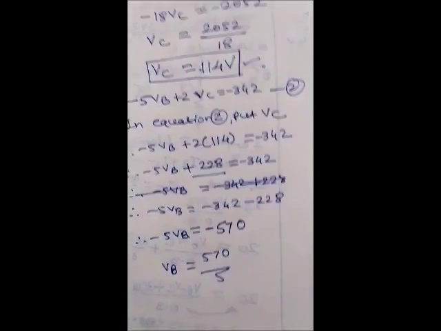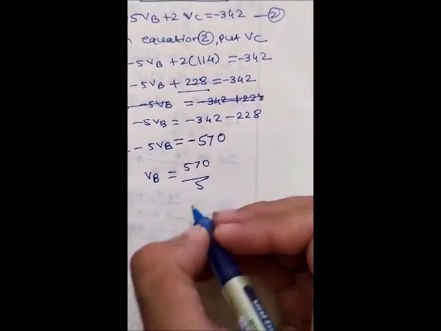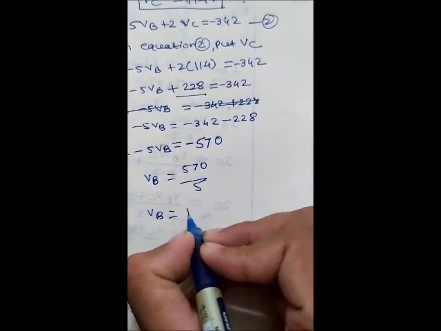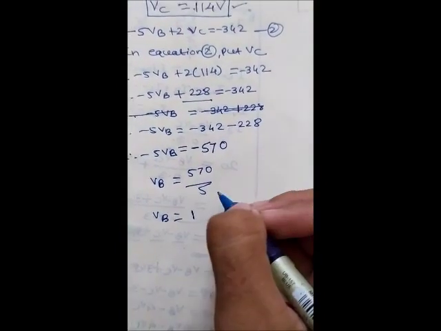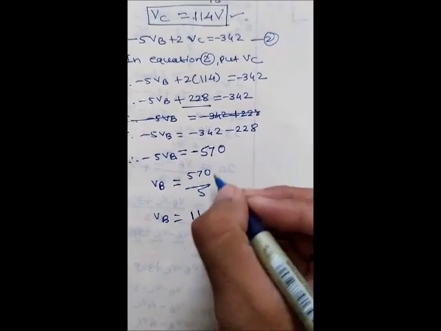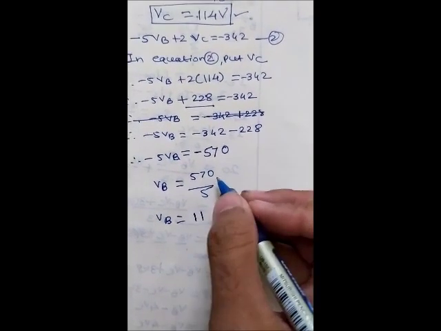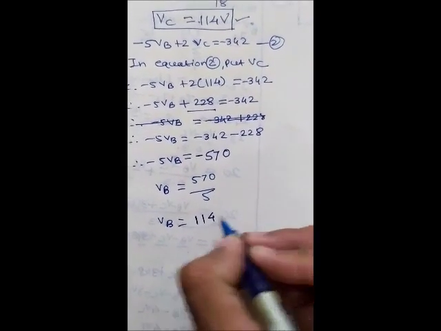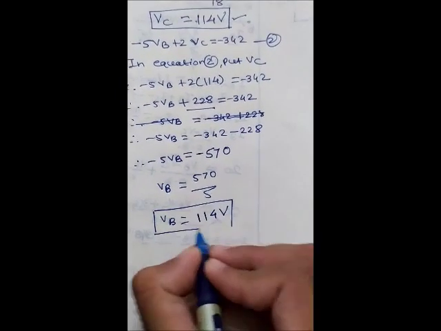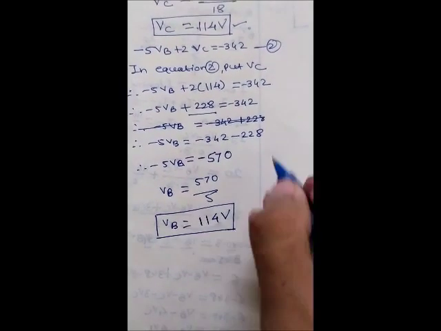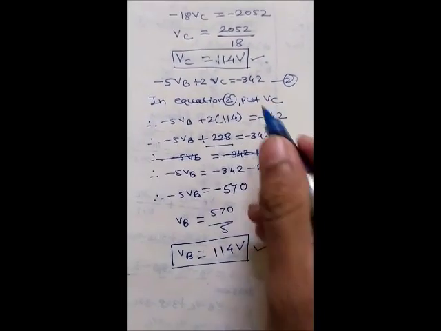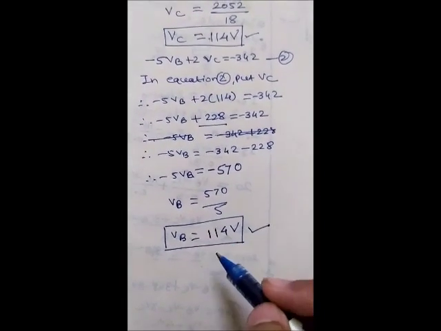Dividing this, 5 ones are 5, remaining 0. 5 ones are 5 again. 7 minus 5 is 2, and 20, and 5 fours are 20. Hence I will also get the value of VB as 114 volt. So the value of VC came the same, and the value of VB also came the same.